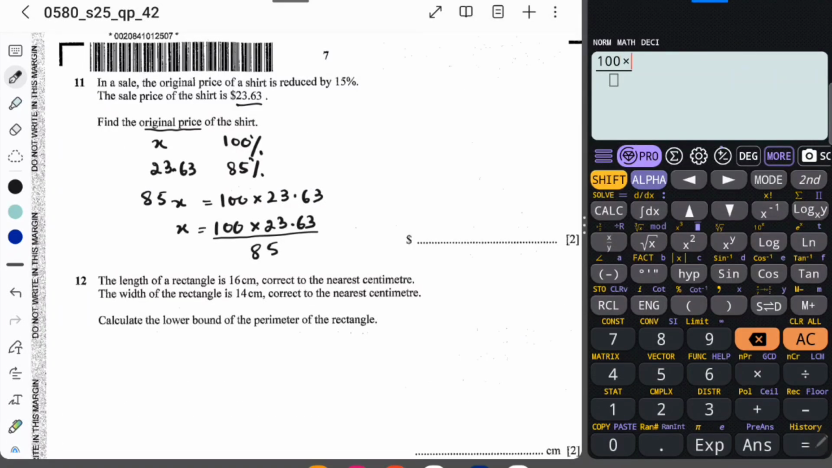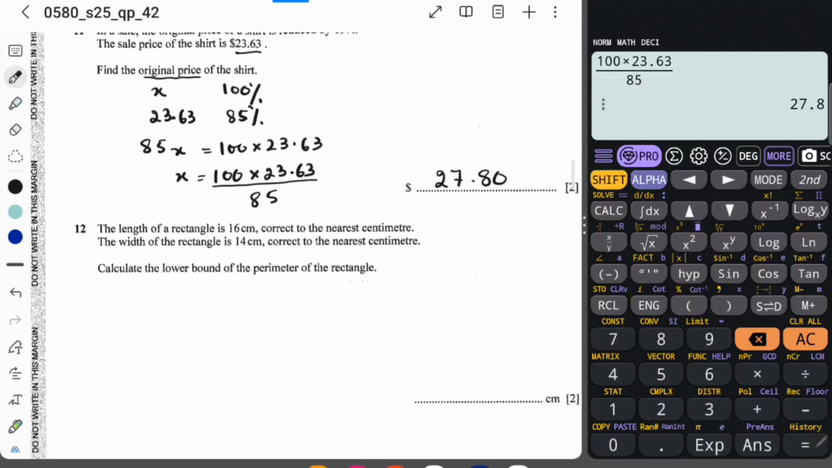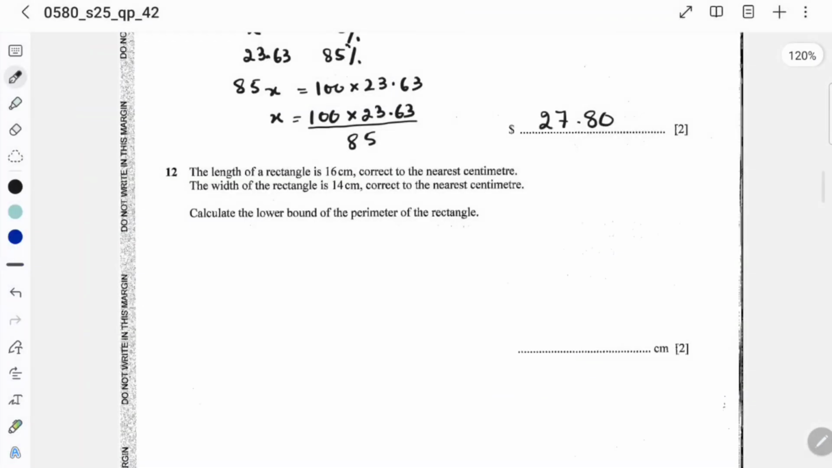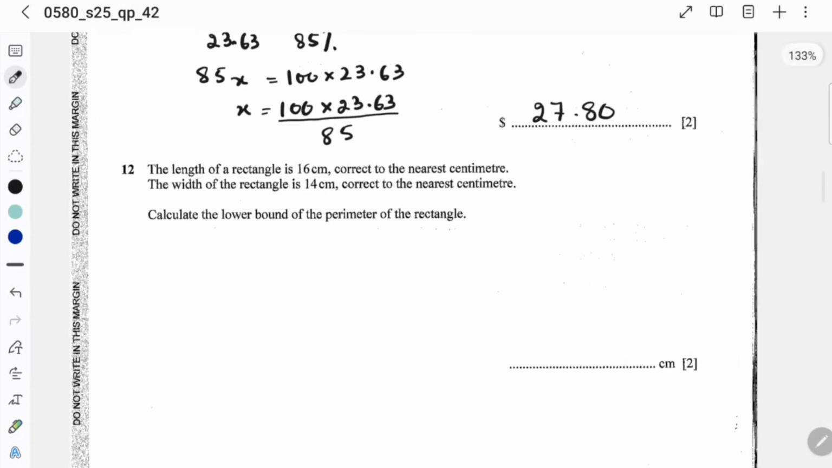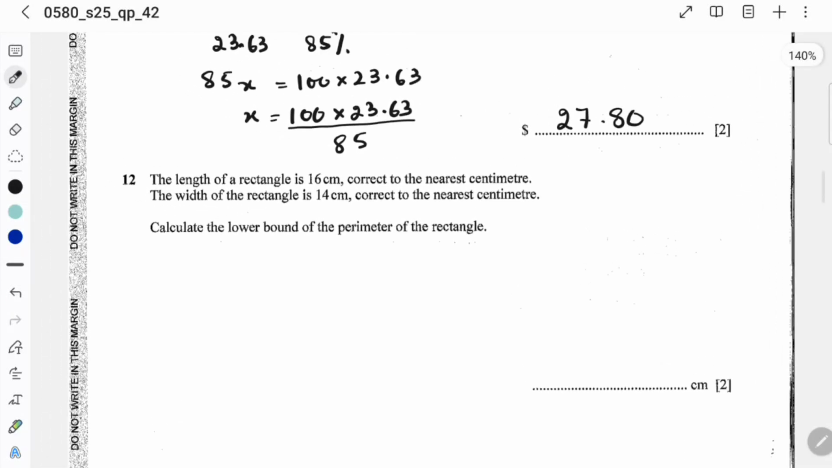x is equals to, which is the question, the original price, 100 times 23.63 and then divided by 85, that is equals to 27.8, means $27.80. Alright, now the next question, question 12. The length of the rectangle is 16 centimeters corrected to the nearest centimeter, and the width of the rectangle is 14 centimeters corrected to the nearest centimeter.